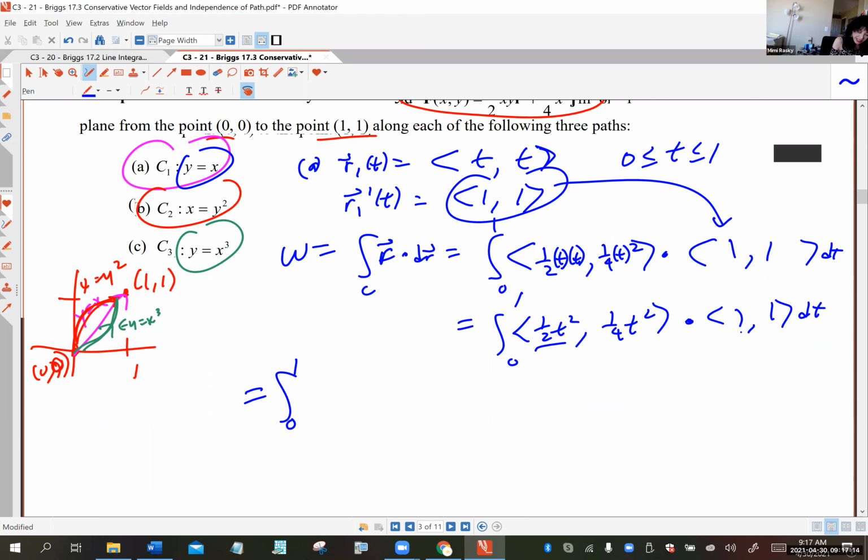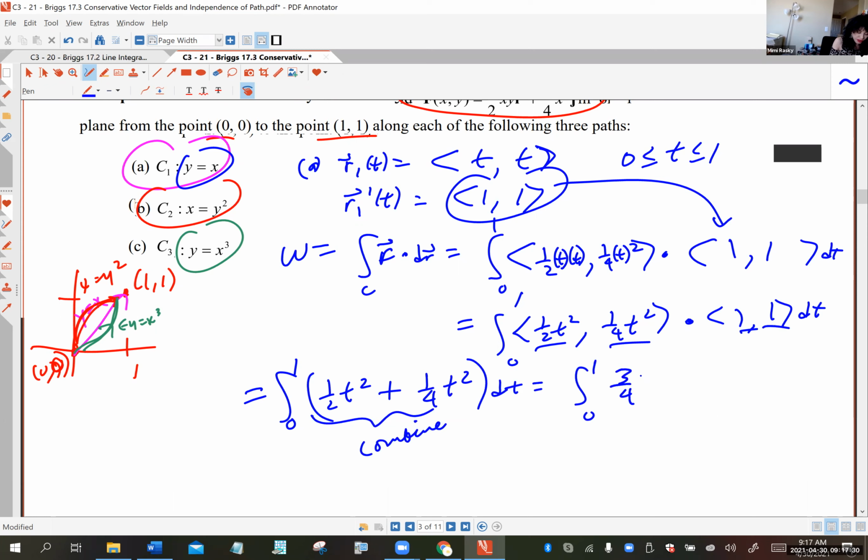And this is easy because 1/2 t squared times 1 is just 1/2 t squared, plus 1/4 t squared times 1 is just 1/4 t squared. Oh, nice. I'm going to combine like terms before I integrate. You don't have to, but it's a little more efficient. And 1/2 plus 1/4 is 3/4.